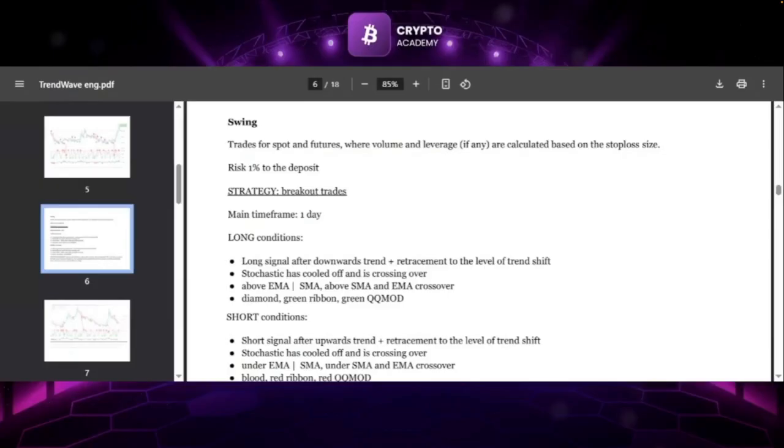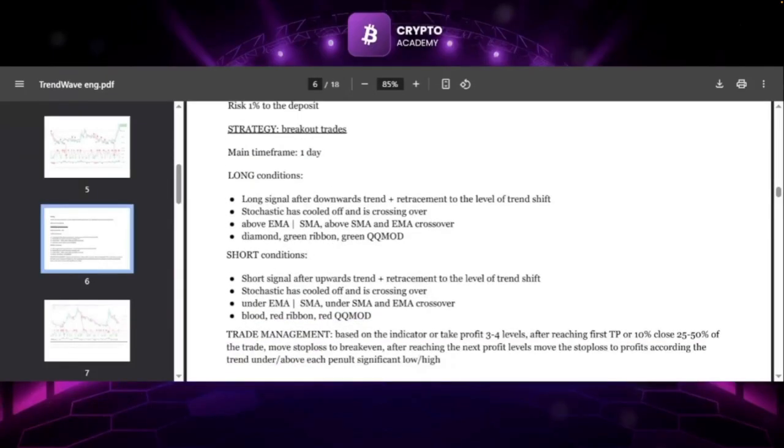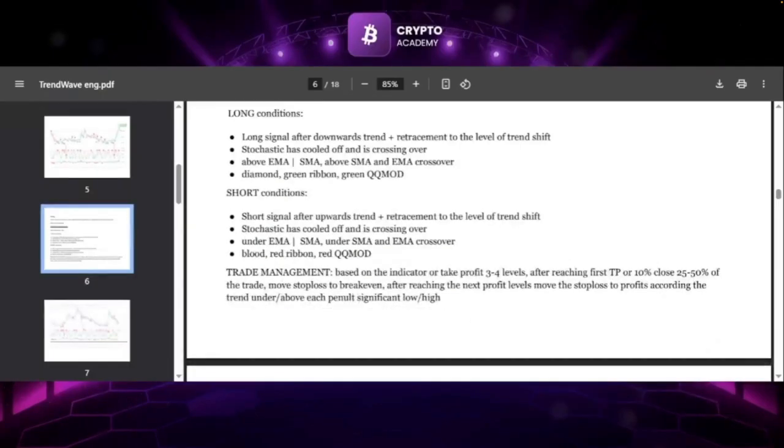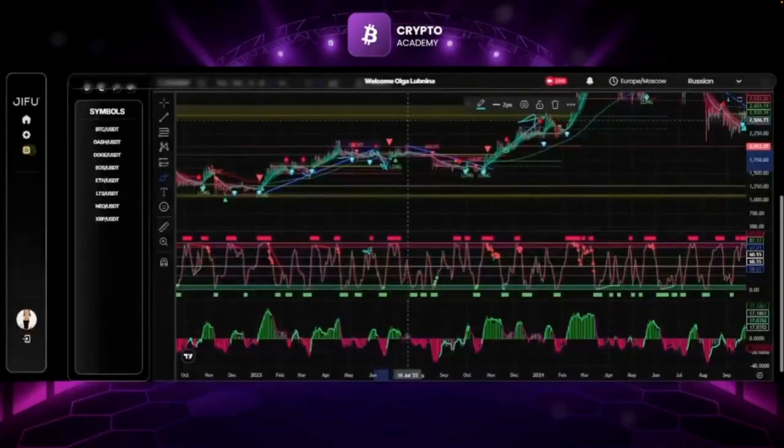Short, rules are completely the same but opposite. We receive a signal for short after an upward trend. A pullback to the trend change level, stochastic has cooled down and crossing over. We are under EMA or SMA or under their intersection. An additional confirmation is the presence of a seller on red ribbon or red QQ mode. Also, do not forget about managing the trades correctly. Now we'll move to examples on the chart.